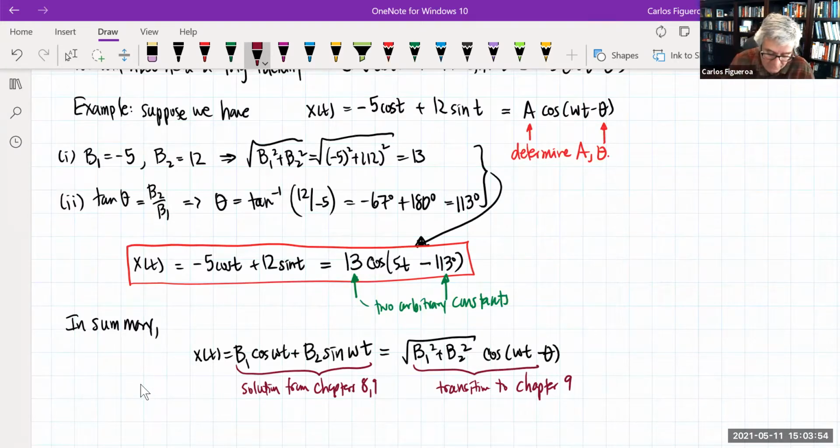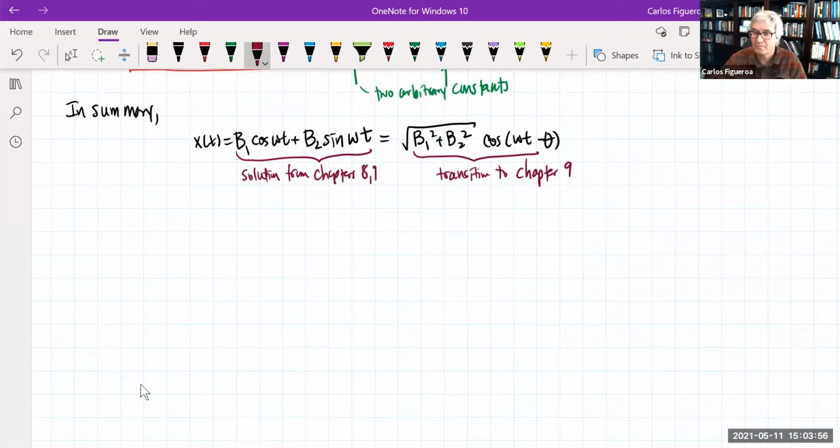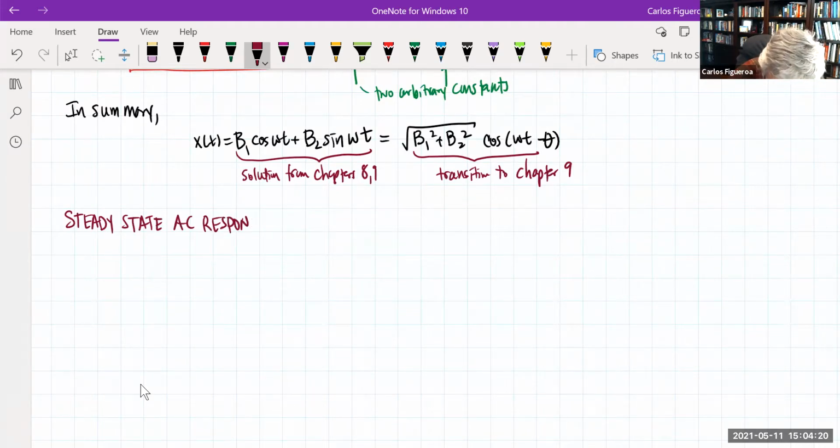Okay, so now let's start moving towards starting to look at steady state AC. So here we go. Steady state AC response of a first order circuit.